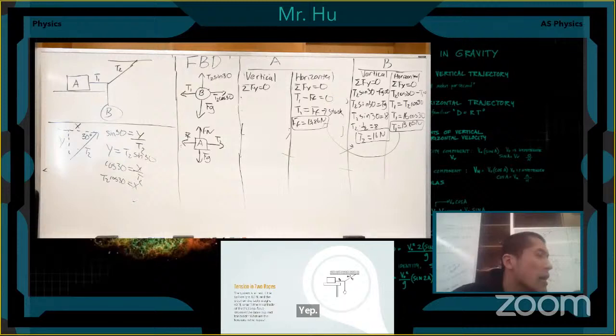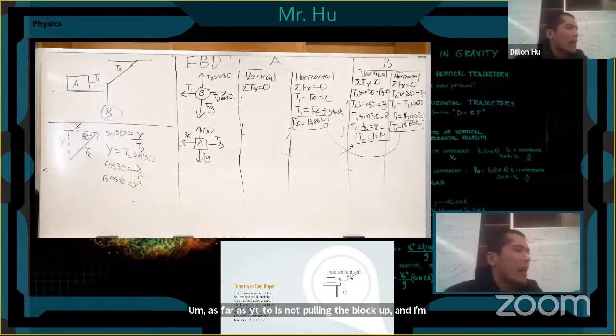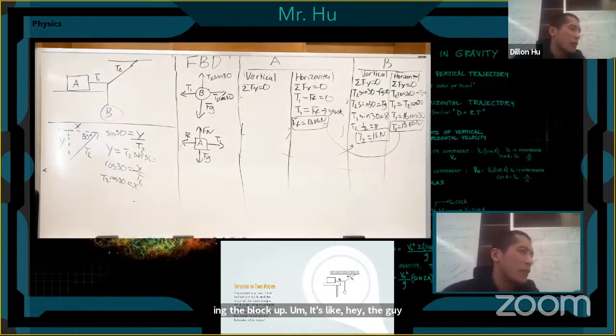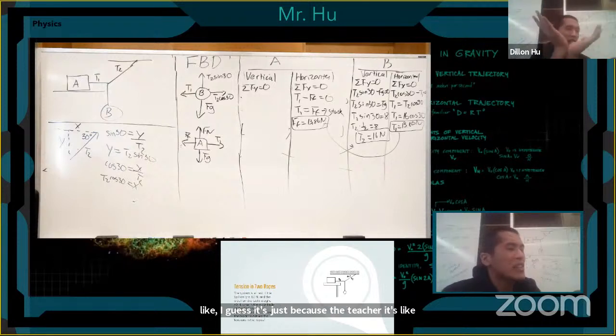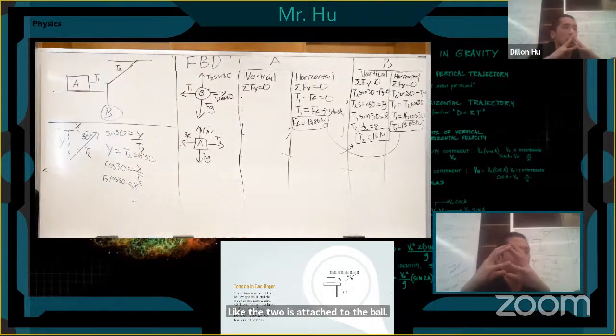As far as why T2 is not pulling the block up, I know we had an earlier question about that. I'm trying to figure out a way to describe it. I guess it's just because the cable is not attached to the block directly. T2 is attached to the ball, but it's not attached to the block. So T2 technically doesn't have an effect.